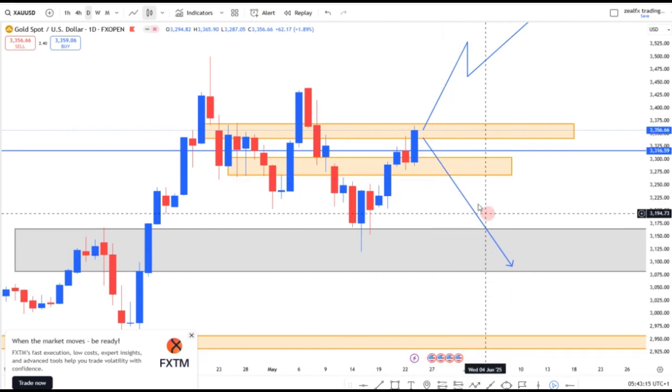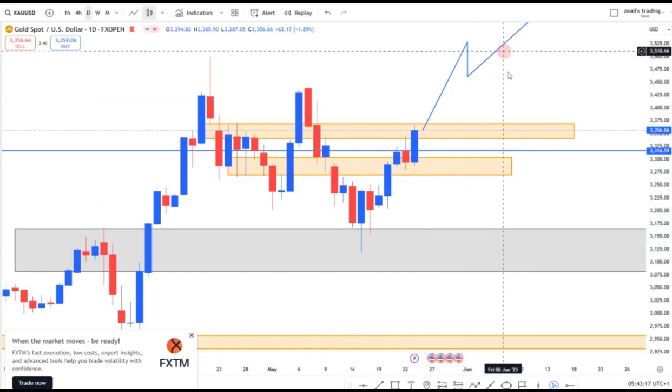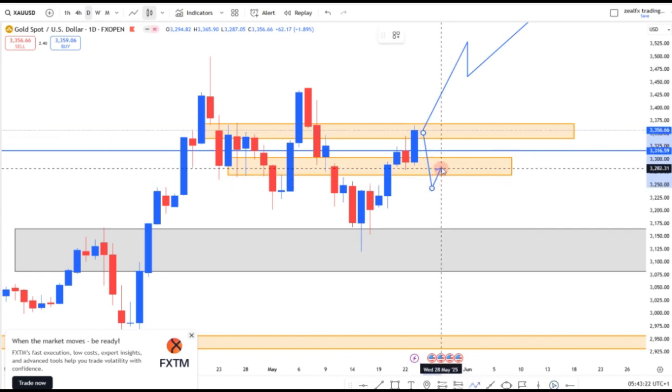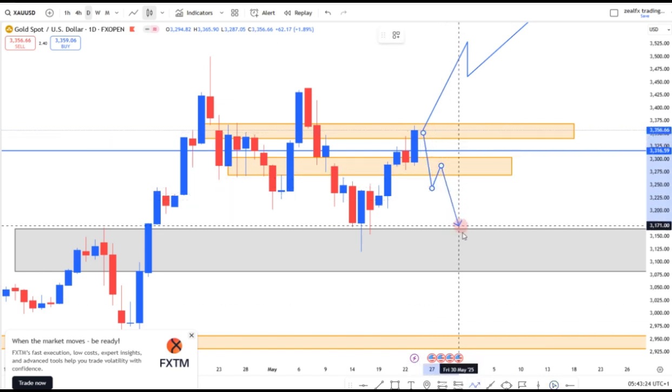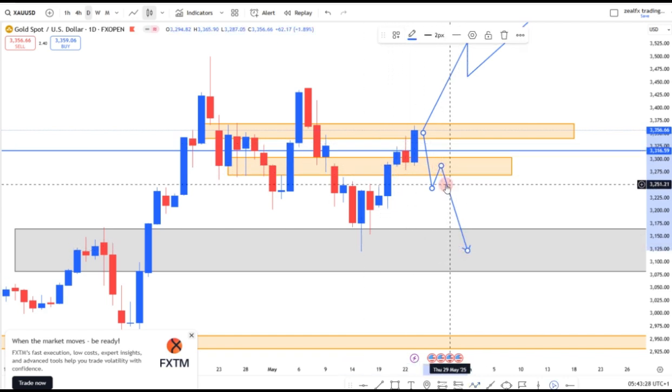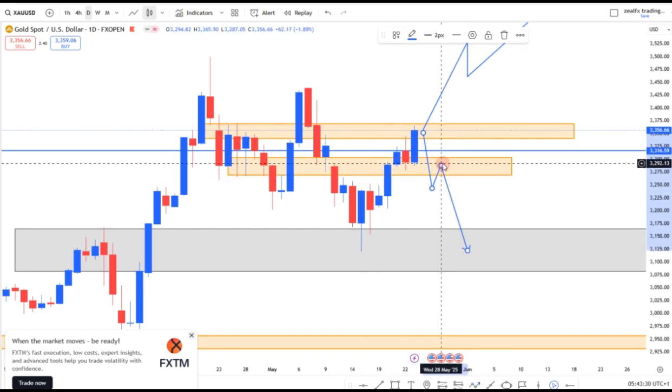So what we expect this week, we expect price to go below this level. We expect price to go below this level to look at any possible selling opportunity for gold USD, because we need price to convert this support to resistance to look at any possible selling opportunity for the gold USD.